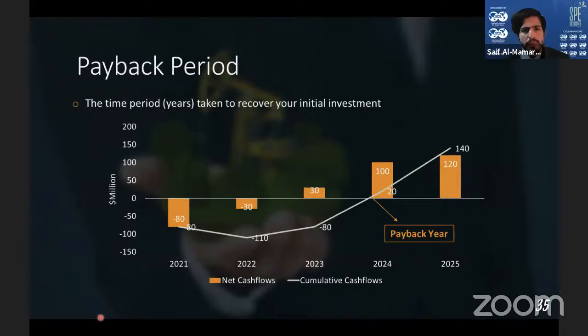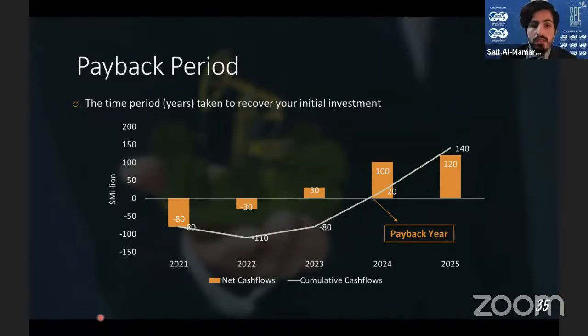So payback period is a very simple calculation. It's basically how long it takes for you to recoup your investment. So in 2021, you spend 80 million. Your cumulative cash flow is negative 80. In 2022, let's say you spend another 30. So you're 110 million down. And you start operation in 2023. This is when you start calculating your payback period.